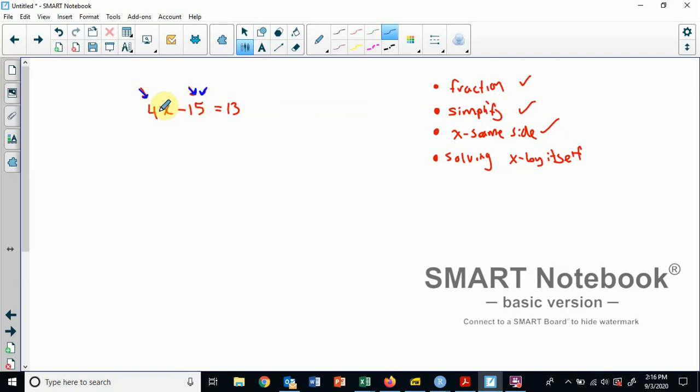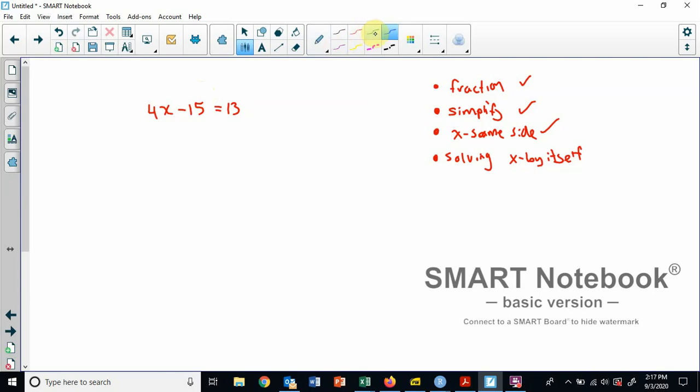See, if this was just a 2, we would have multiplied and subtracted, right? But because we're undoing operations, we save the multiplication for last, and we get rid of this subtraction. So this is where we start. We've got to get rid of the 4 and the 15. We're going to start further away from the x, at the minus 15.